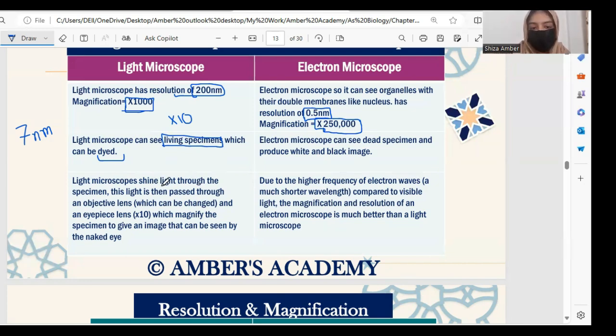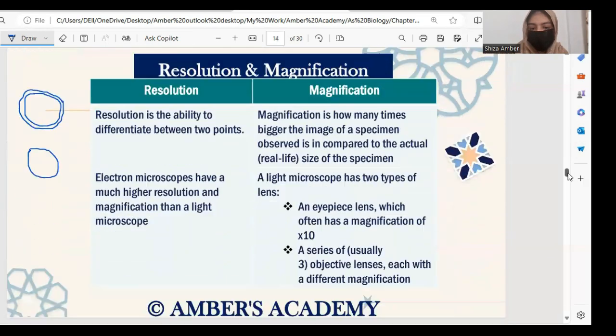Then light microscope shines light through the specimen. This light is then passed through an objective lens and an eyepiece lens, which magnify the specimen to give an image that can be seen by the naked eye. And since electron microscopes use electrons, which have a higher frequency than visible light, the magnification and resolution of electron microscope is way better than light microscope. Are we clear so far? Have we understood the difference between light microscope and electron microscope?